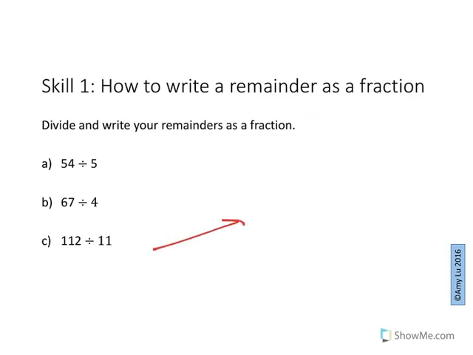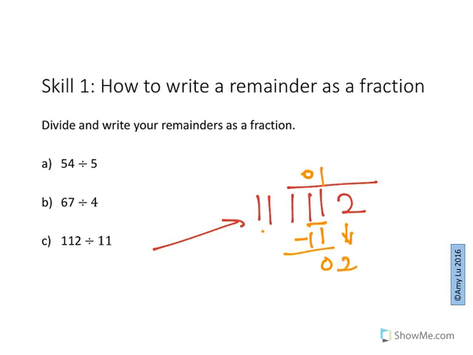The last one, 112 divided by 11. 11 goes into 1 no times. So let's move over until I can do something. 11 goes into 11 one time. So 11 minus 11 is 0. Bring the 2 down. 11 goes into 2 0 times. So 11 times 0 is 0. Subtract, I have 2 left over. So my remainder is 2 out of 11. So my final answer is 10 and 2/11.